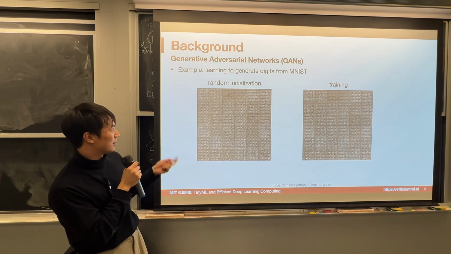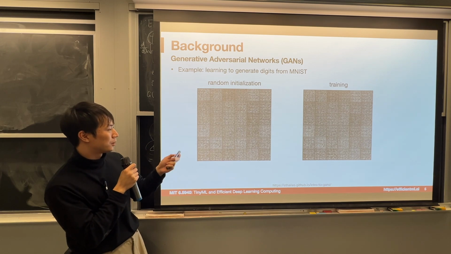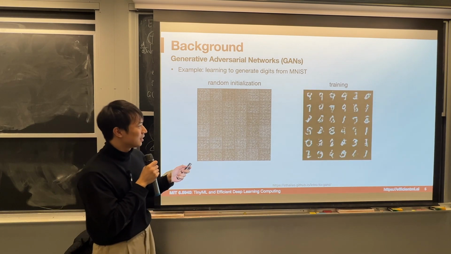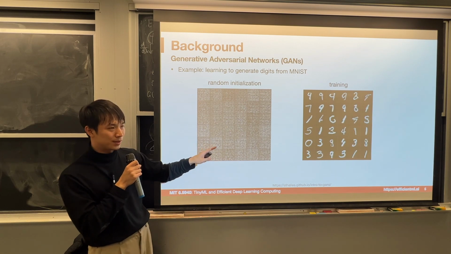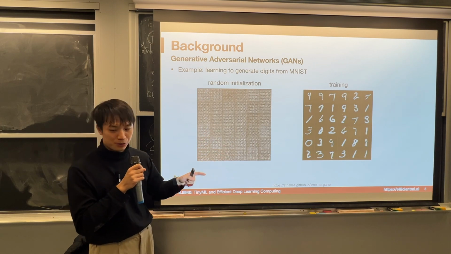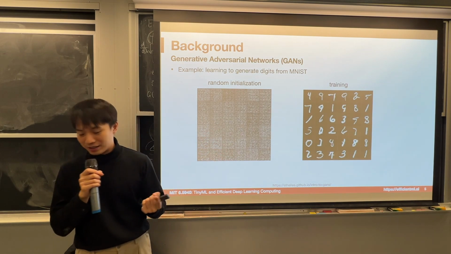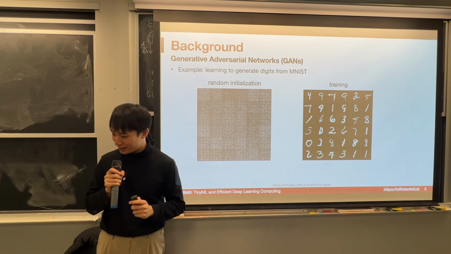Here is a toy demo for the GANs. This is for training GANs on the MNIST dataset. As you can see, at random initialization, the generator generates basically all noise. During the training, it gradually learns to generate realistic handwritten digits with the help of the discriminator.